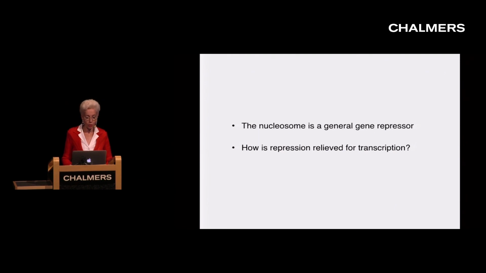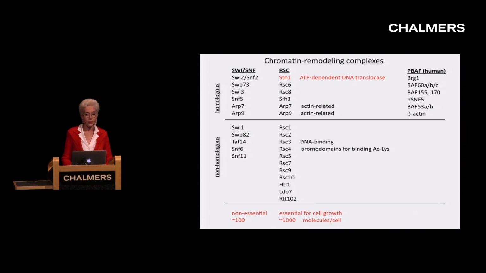This leads to the question of how repression by the nucleosome is relieved for transcription. The answer comes from large assemblies of proteins called chromatin remodeling complexes. The first chromatin remodeling complex, referred to as SWI/SNF, was discovered by Ira Herskowitz by genetic studies in yeast.